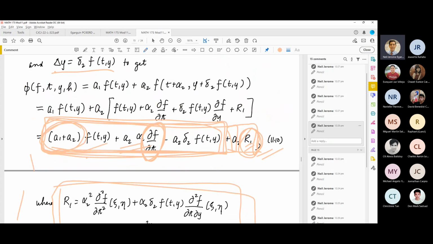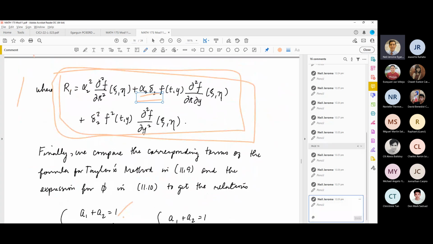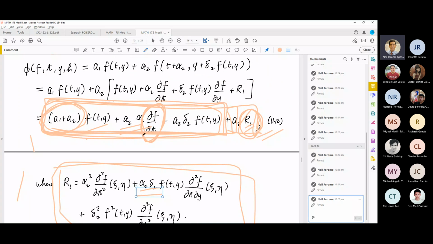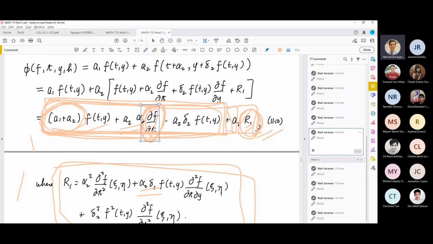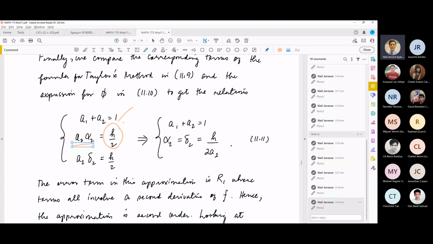Balikan ko siya sa baba. Okay? Ang coefficient niya ay alpha 2 a2. Tama ba? Error pala yan, sorry. Ang coefficient ni partial ni f with respect to t ay alpha 2 a2. So that means alpha 2 a2 must be equal to h over 2.